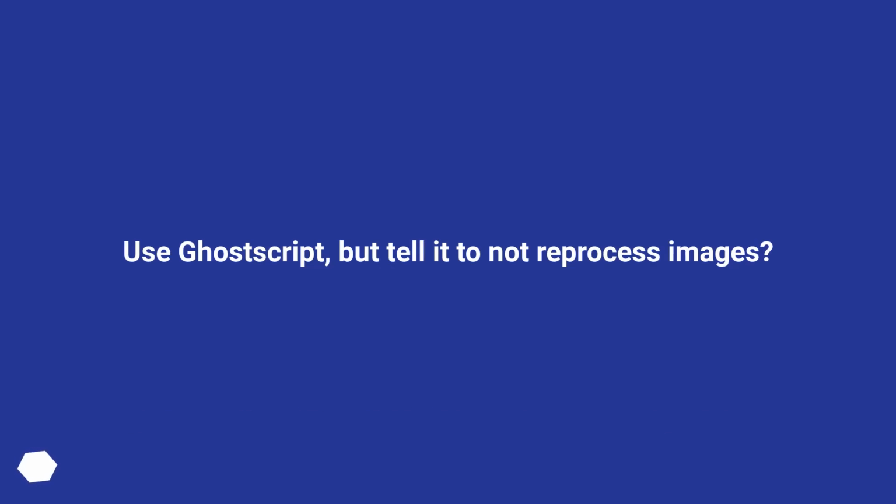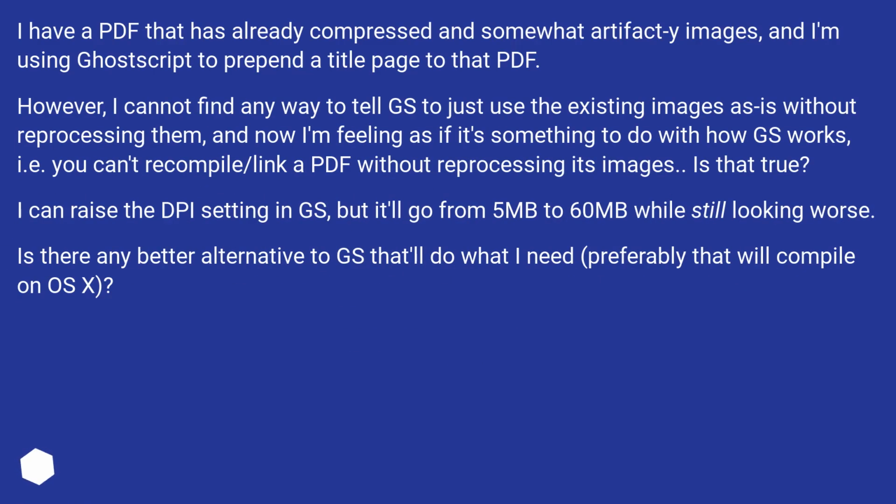Use Ghostscript, but tell it to not reprocess images? I have a PDF that is already compressed and has somewhat artifact-y images, and I'm using Ghostscript to prepend a title page to that PDF. However, I cannot find any way to tell Ghostscript to just use the existing images as is without reprocessing them, and now I'm feeling as if it's something to do with how Ghostscript works, i.e. you can't recompile/link a PDF without reprocessing its images.